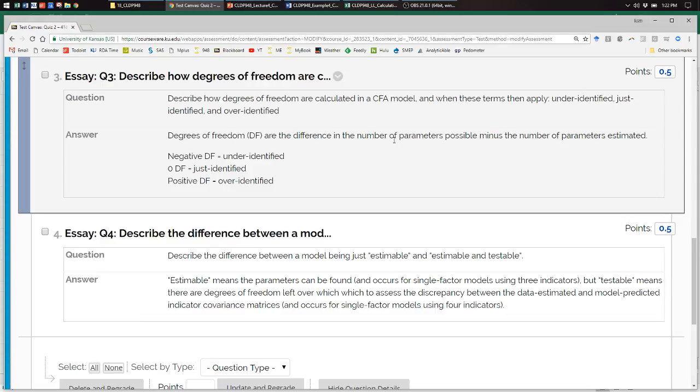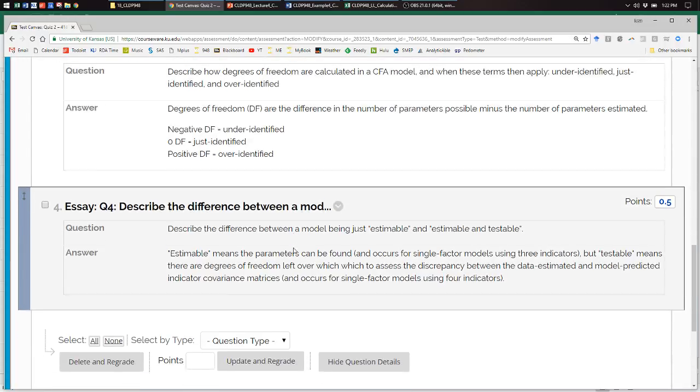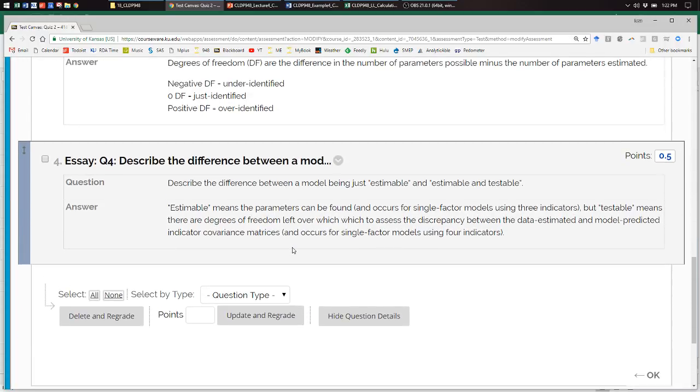If you estimated as many parameters as you could have, you used all of them, just identified, then the model can be estimated. You will get your numbers back, but it will fit perfectly because there's no room to be wrong if you spent every possible degree of freedom. And then if you did not estimate as many things as you could have, fewer parameters than data points going in, that's over-identified, and that's where we want to be.